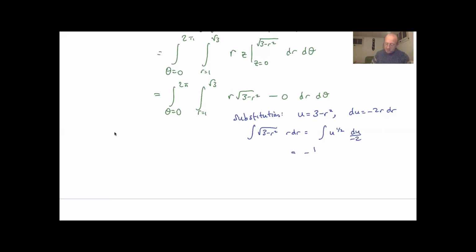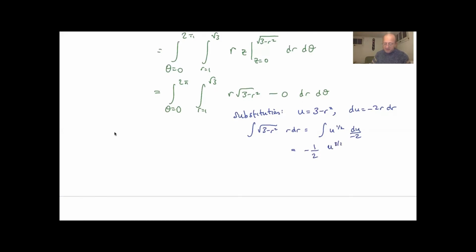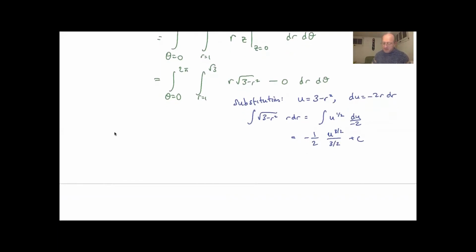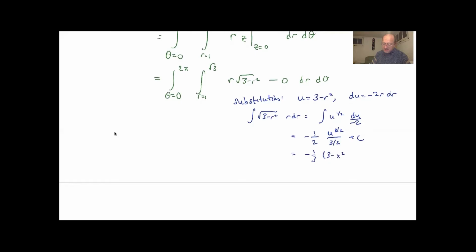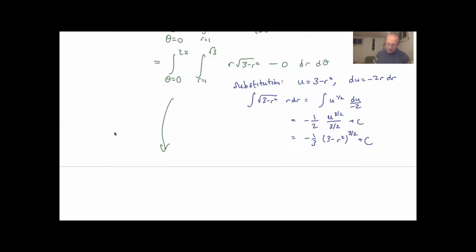So that would be minus 1/2 times u to the 3/2 over 3/2 plus c if you like. It's not going to matter in our next step. So really this is minus 1/3 when you simplify those fractions. And then we have 3 minus r squared to the 3/2 power. And sure, plus c. All right, so that's what we'll use for our integral.